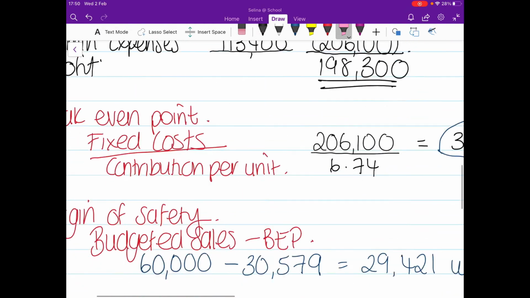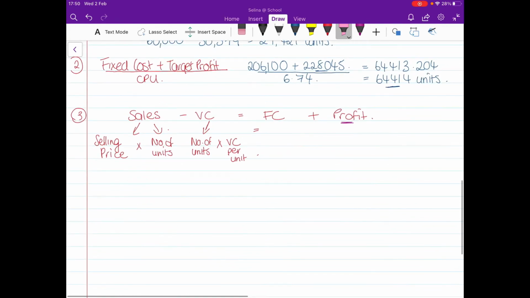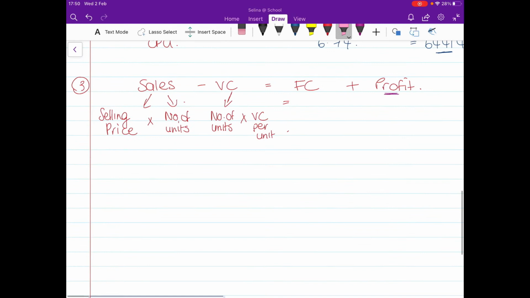So what's going to happen here is we're now going to start filling in the formula, okay? Our selling price is changing to 14 euro, so it's 14 euro multiplied by the number of units, which is 75,000 units, and that will give us our sales figure. Then we're going to subtract our variable costs, which are the number of units, 75,000, multiplied by the variable cost per unit.